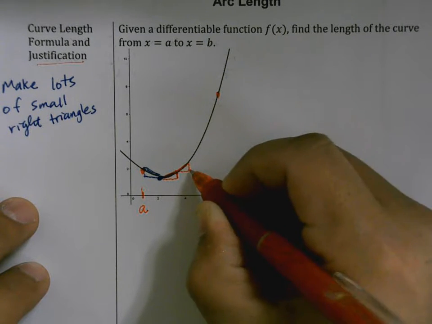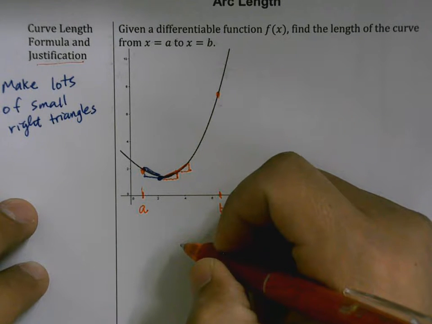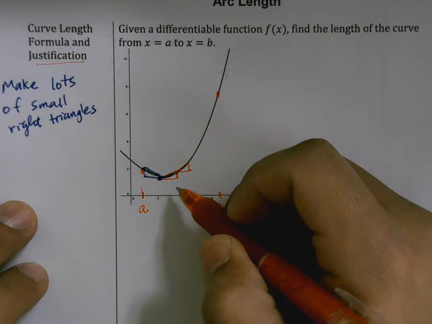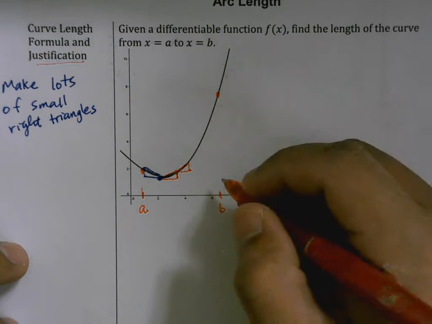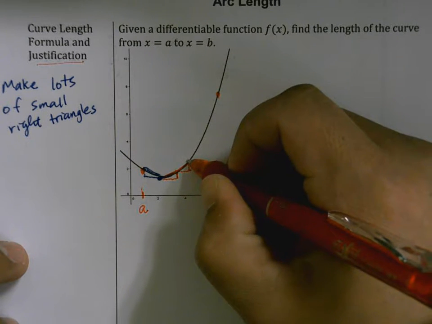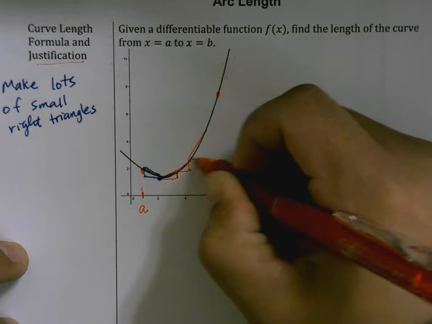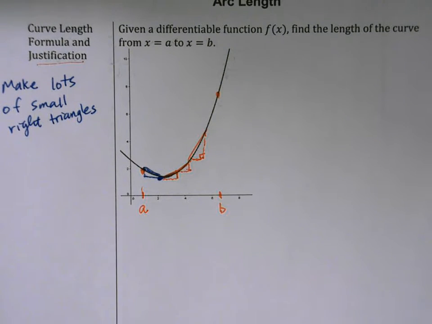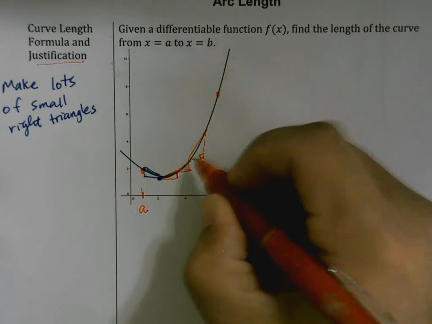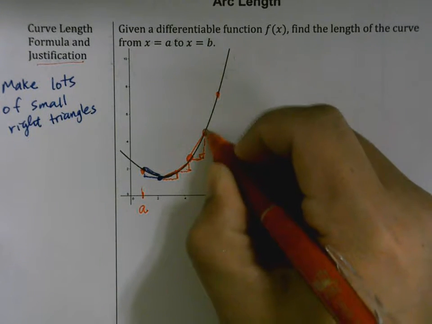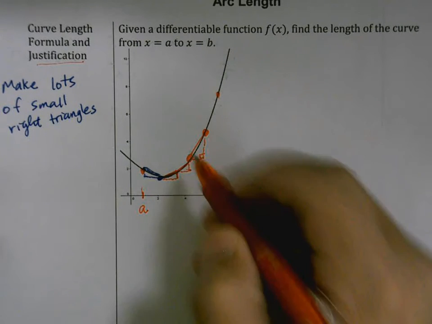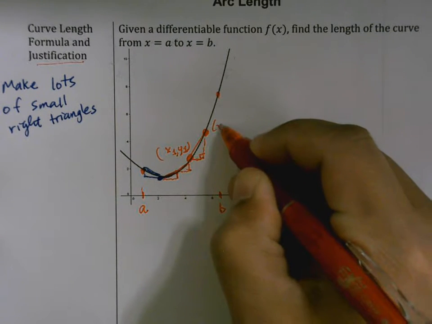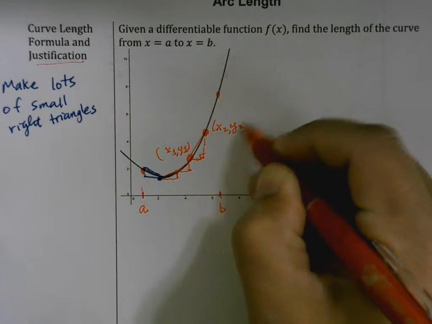And it doesn't really matter how far apart you make these right triangles. When the curve bends a lot, you want to make more of them, and when it doesn't bend as much, you can make fewer. So, maybe towards the end we can go to some extreme here and make some right triangles here. Right? So we can make lots of small right triangles, and for example, let's name these points here. Let's say this is x1, y1, and then this is x2, y2 right here.